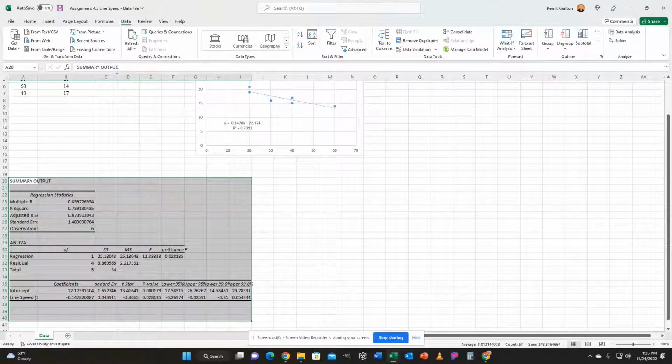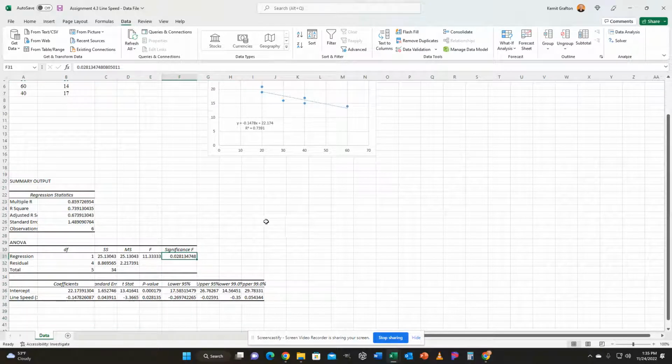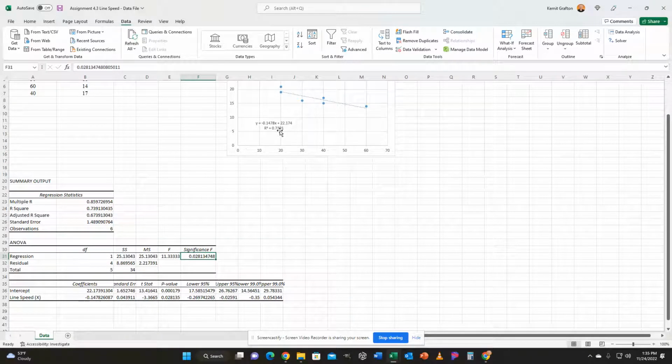Okay. Now let me expand the columns a little so we can see that. We see our significant F. So that's our p-value. It's a 0.028. So from there, you should be able to determine whether to accept or reject the null hypothesis. You can see here also where our R squared is. We already had that when we did the scatter plot right here. And then we had the line intercept. So here's line speed is X. Again, another reason to have that in the label. And then our intercept is here.